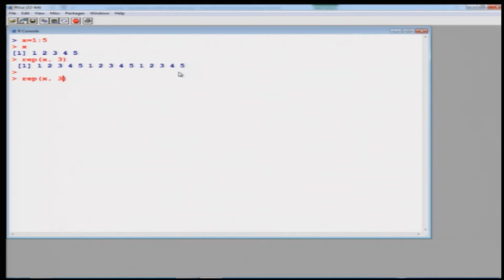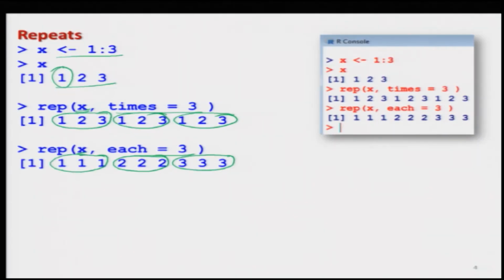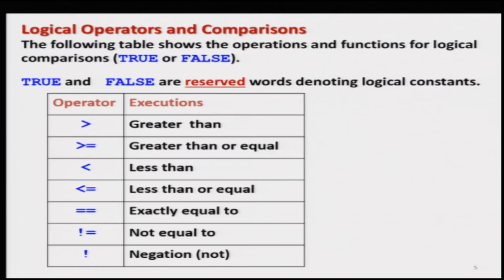But now, just to make it more precise, I will write times equal to 3, and then you can see that you are getting the same command. So, this indicates that the default is times. But if I write each, then you can see that each value in the data vector is repeated 3 times: 1, 1, 1, 2, 2, 2, 3, 3, 3 and so on, 4, 4, 4 and 5, 5, 5. So, this is what I mean. Now, these things can be used in various types of situations when you are dealing with data.